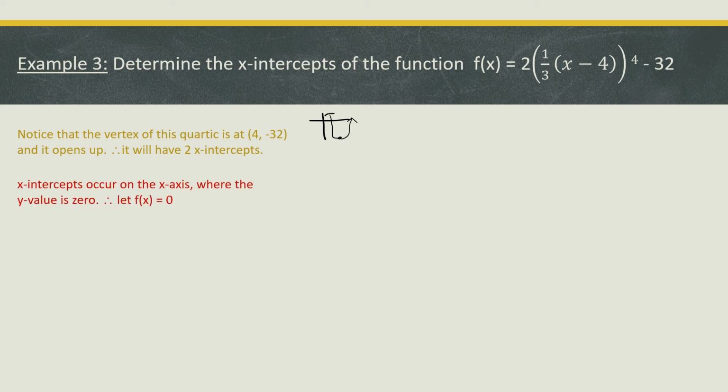The x-intercepts occur on the x-axis where our y value is 0. So the math that we're going to do is we're going to let f of x, that's this piece right here, turn into a 0. So there we have our equation with a 0.